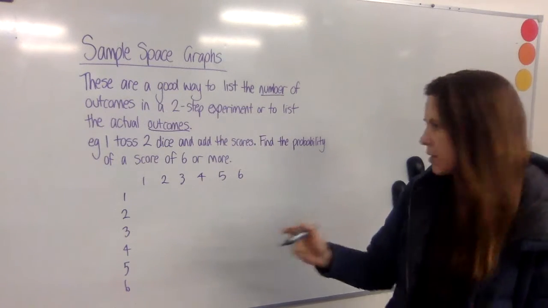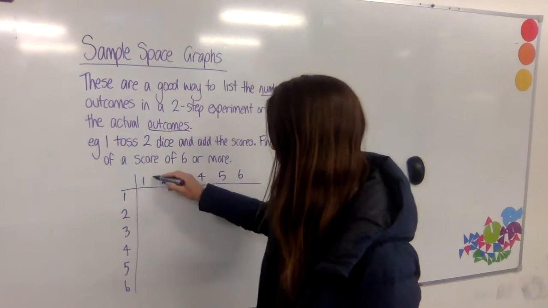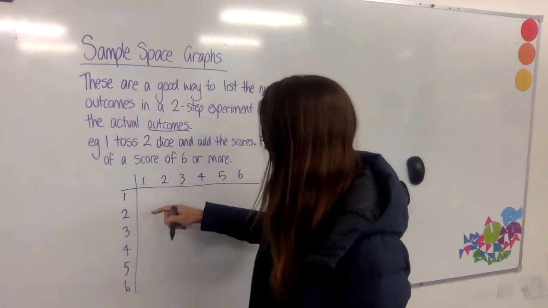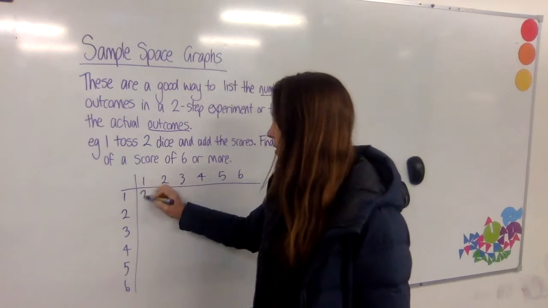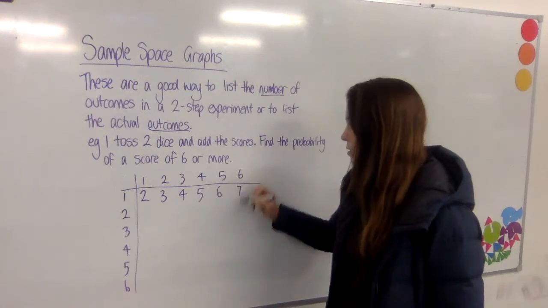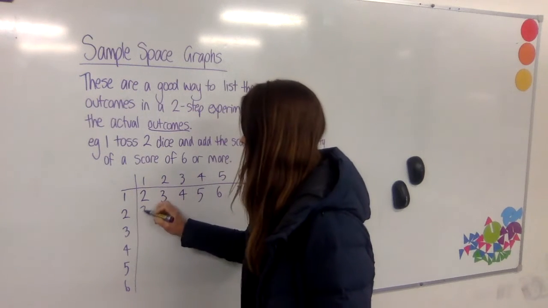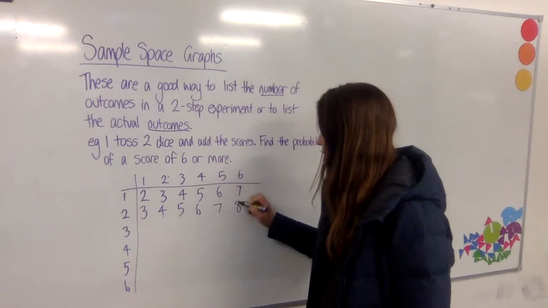Now, I know there's 36 possibilities, and obviously that's going to be 6 rows of 6 here. So if I have a 1 on the first die and a 1 on the second die, that's going to be 2. Obviously, you can really quickly and easily create these rows. A 2 with a 1 will give me 3, and a 2 and a 2 is 4, and away I go. The patterns are very straightforward.